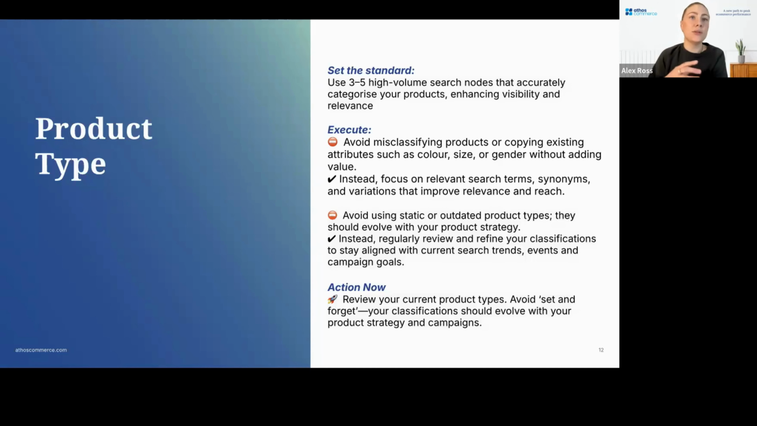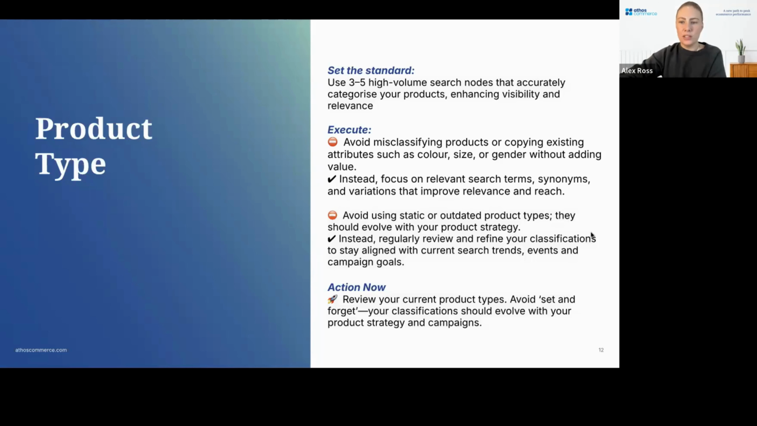Now, a few things to avoid. Make sure you're not misclassifying products. That can have a negative impact on your performance. So really ensuring product type accurately reflects the item, but also avoiding using existing attributes. So this really needs to be high intent keywords that aren't resonated through the titles and everything that we see within that feed.